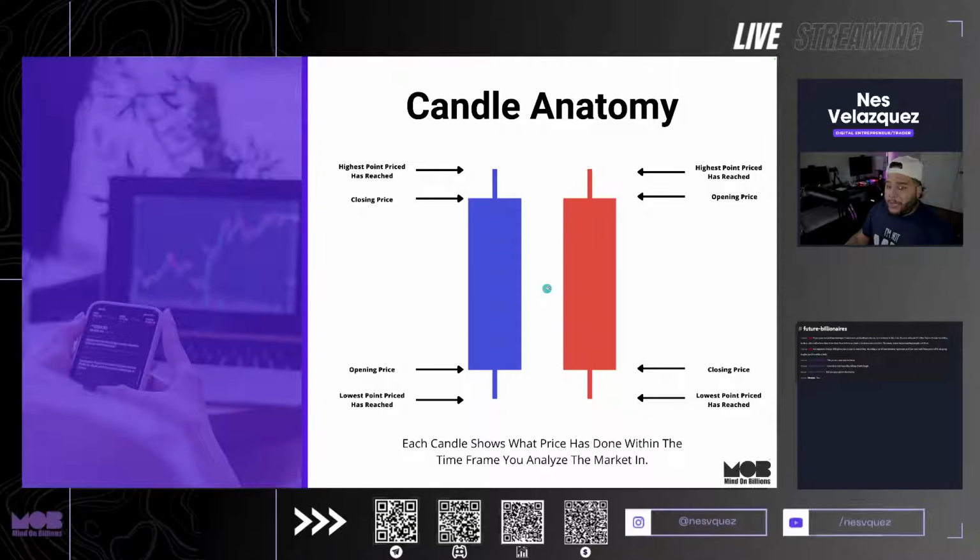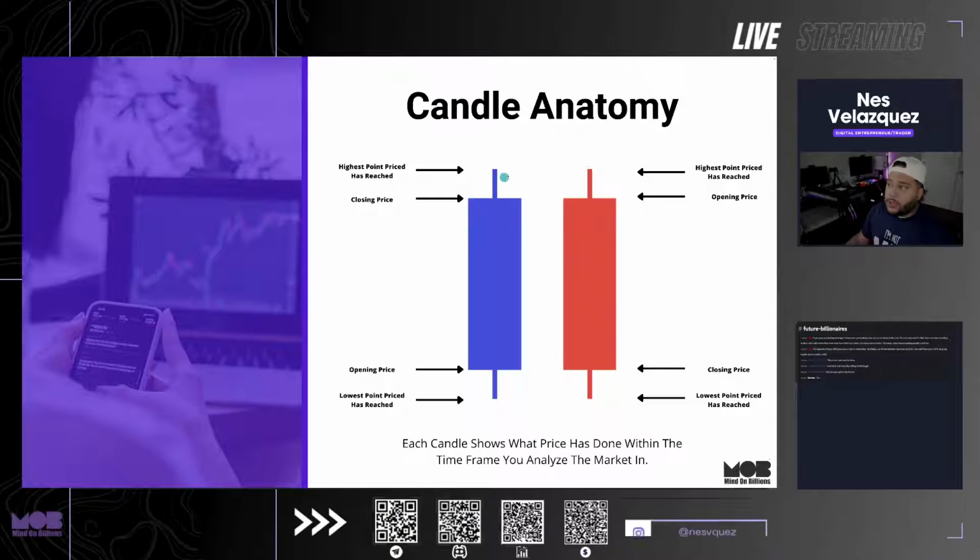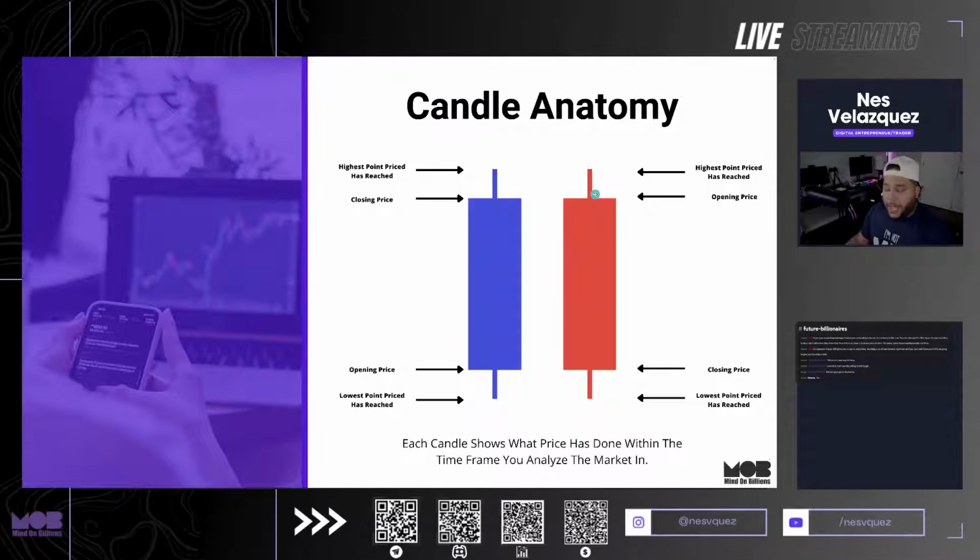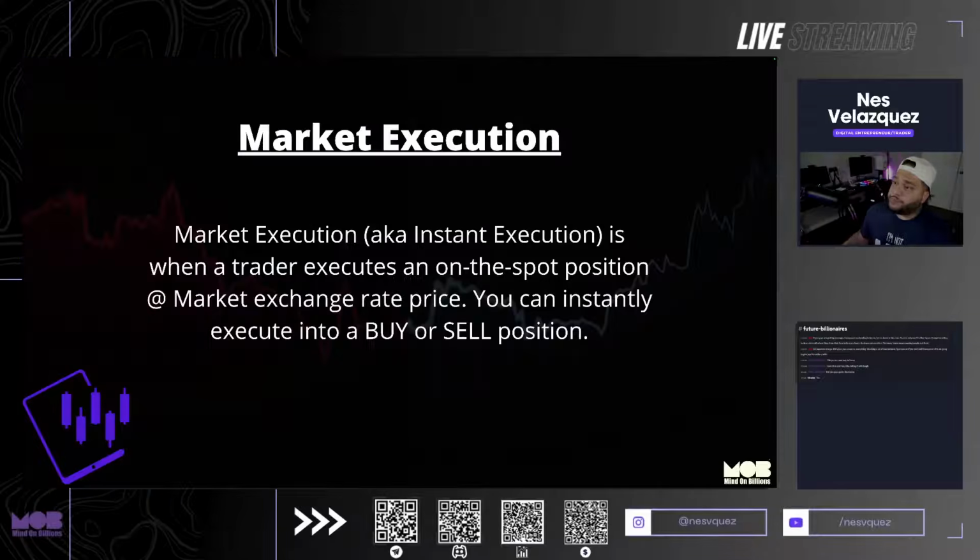So keep that in mind. It's a little different on the bullish because the opening price is the bottom of the body, closing is the top of the body. When it comes to bearish candles, opening is the top of the body, closing is the bottom of the body. Okay, so each candle shows what price has done within the time frame you analyze the market in.